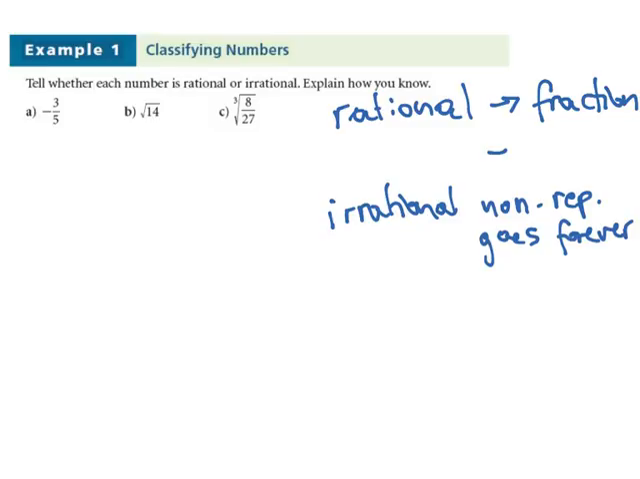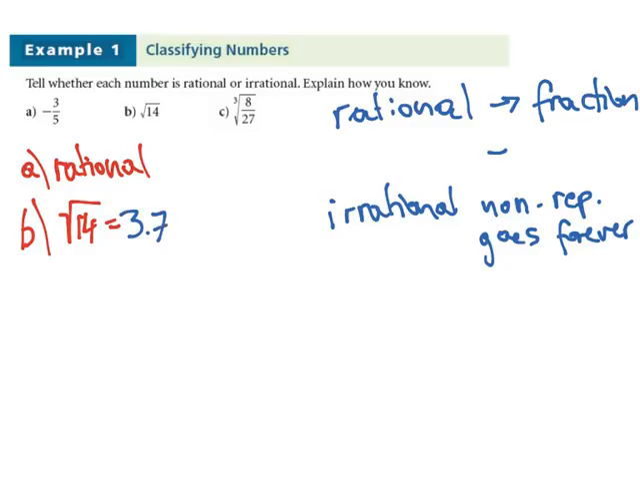So right away, A is going to be a fraction, so that is a rational. And let's take a look at B. It's root 14. If you type this in your calculator, we'll get the value of 3.74165738 dot dot dot.